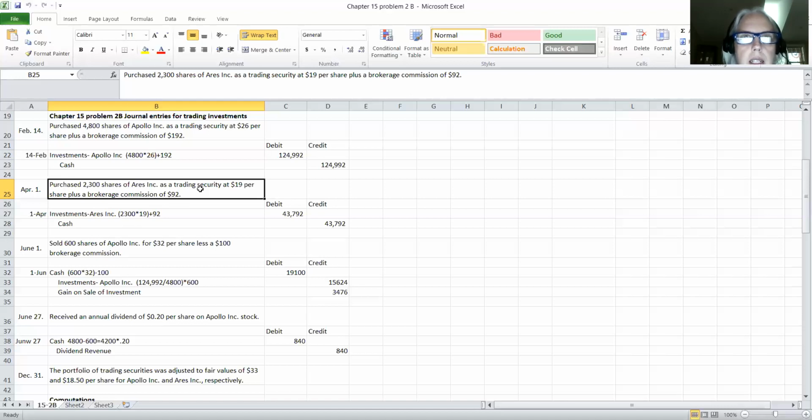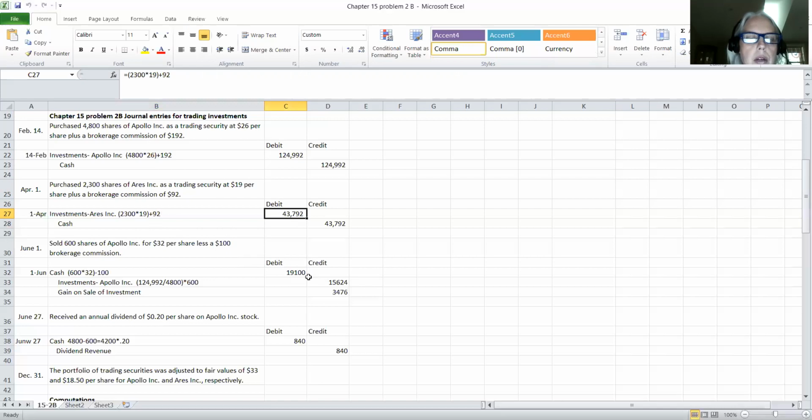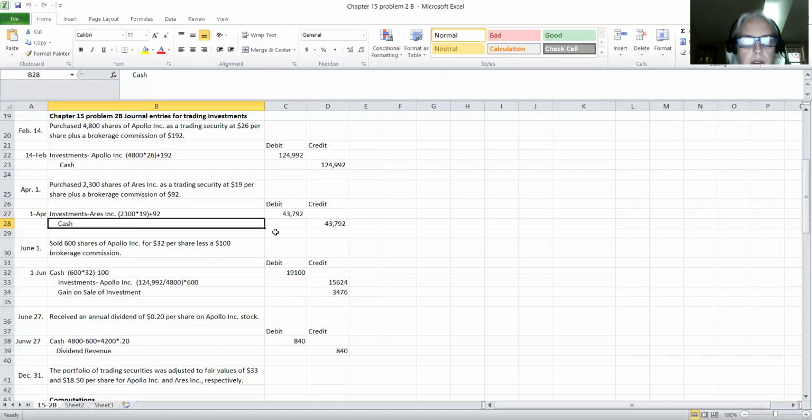We're not holding these stocks for longer than a year. So these will be current types of assets. We're going to debit our investment in Air's company account for the amount of 2,300 shares of stock times the cost of $19 plus the broker's fee. The total amount of this comes up to $43,792. We will debit our investment account, which is an asset account, and we will credit our cash, which of course is an asset account.